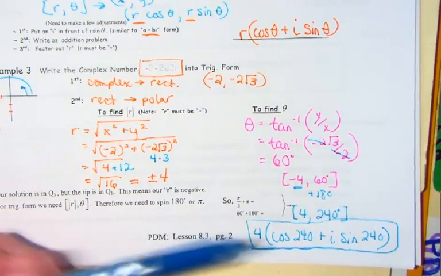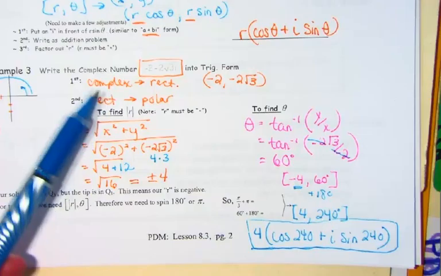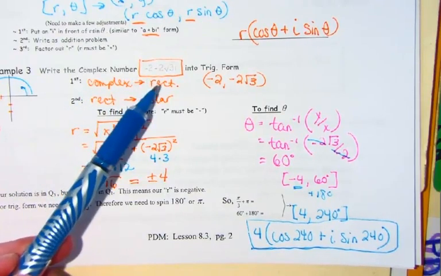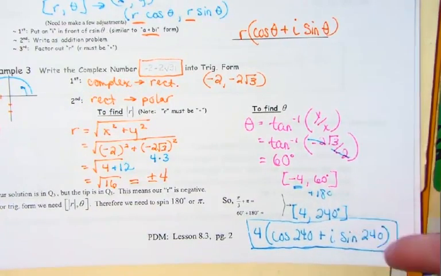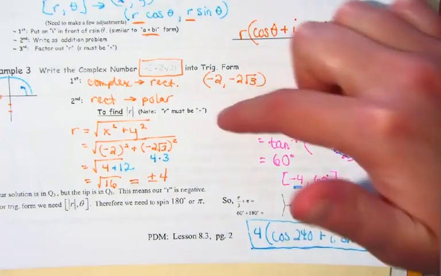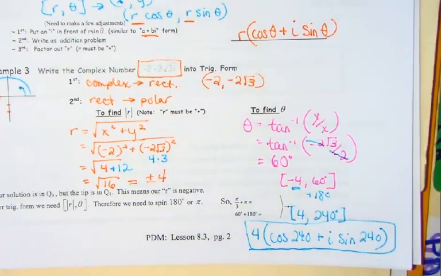So you see how nicely we go from complex to rectangular, and how nicely we can go from polar to trig. It's just this idea of going from rectangular to polar and polar to rectangular that takes a little bit more calculation.